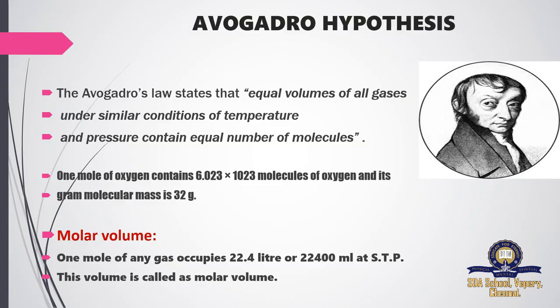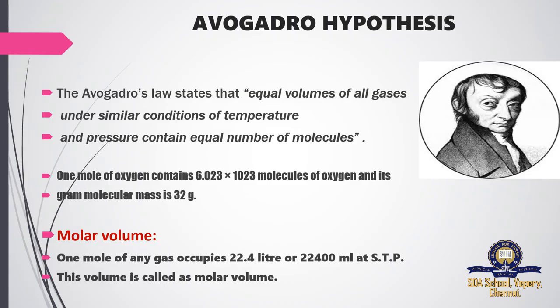Even when we increase or decrease the temperature, gas molecules will move, so there is no change in the temperature as well as the pressure. So the molecules will remain the same, whatever the gas. For different types of gases, there is no change in the molecules. 1 mole of oxygen contains 6.023 into 10 to the power 23 molecules of oxygen, and its gram molecular mass is 32 gram. This 6.023 into 10 to the power 23 is Avogadro's number. The scientist gave this number to find out the molecules of the individual atom.